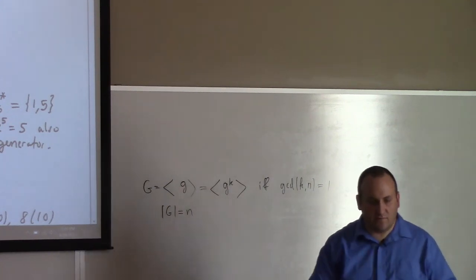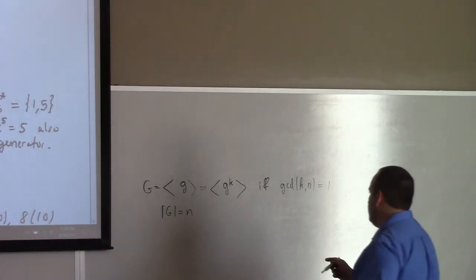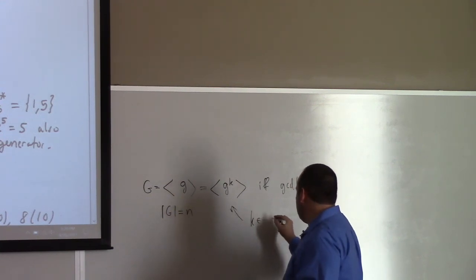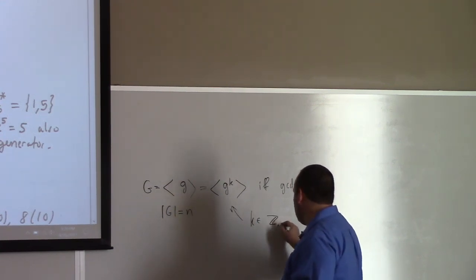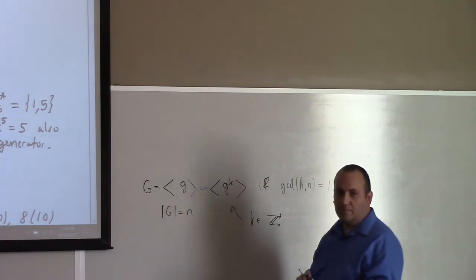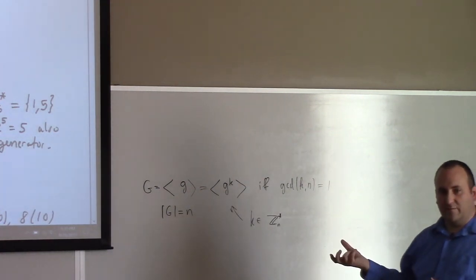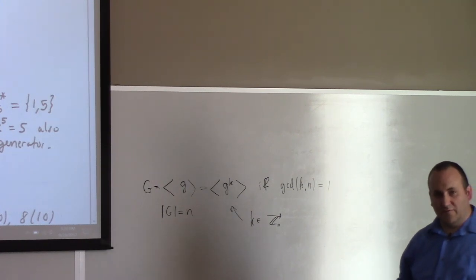But what that means, right, this basically means that k is an element of one of these guys. So since I'm looking at a group of order 6, once I found one generator, I know that the 5th power of that will also be a generator.